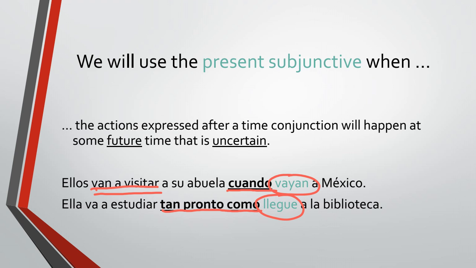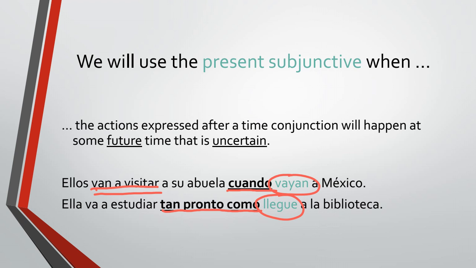And in this case, too, we're not really sure when they are going to go to Mexico. We just know that when they do decide to go to Mexico, they are going to visit their grandmother. So that's why we chose to use the subjunctive here, vayan, because we don't know when this action is going to happen, but it'll happen at some future time, hopefully.